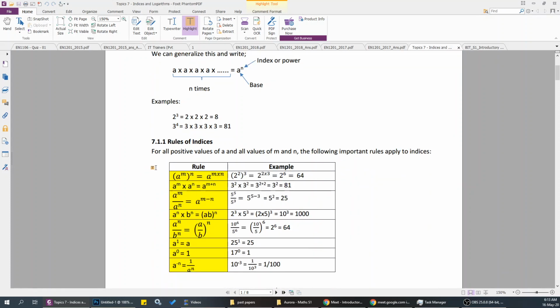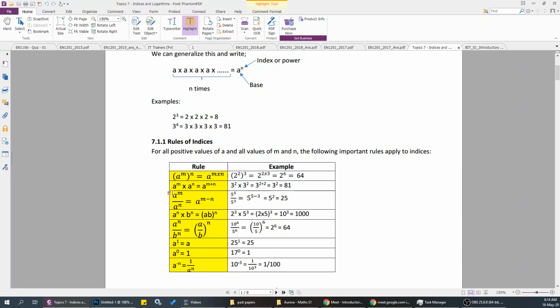Then we also learned about several rules, actually 8 rules related to indices. The first rule, some people call it the power rule, right? In the first rule we had a to the power m and the whole thing raised to the power n, and when we have something like this we can simply write it as a to the power m into n, right? So in this example you can see that 2 to the power 2, the whole thing has been raised to the power 3, and we can write it as 2 to the power 2 into 3, resulting in 2 to the power 6, where the final answer will be 64.